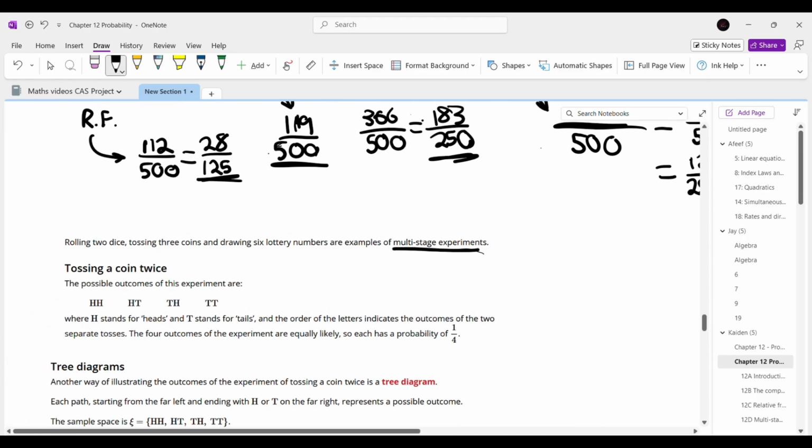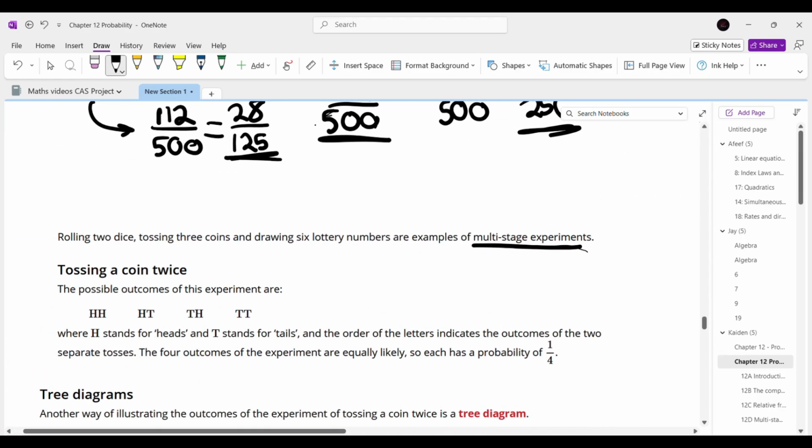So here you can see we've tossed a coin twice, and these are the 4 possible outcomes where we get heads and then heads, heads and then tails, tails and then heads, and then tails and then tails. All of these 4 outcomes are equally likely, so each has a 1 in 4 chance of occurring.